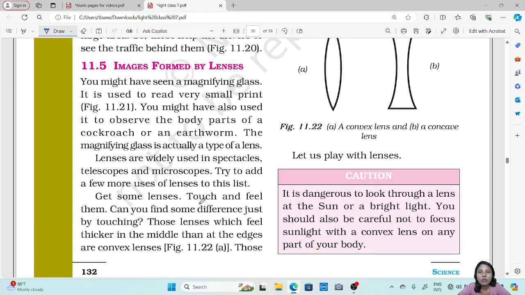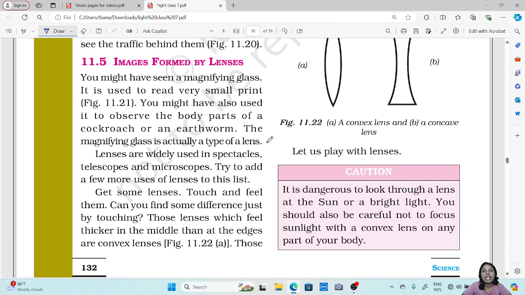Images formed by lenses. You might have seen a magnifying glass. It is used to read very small print. You might have also used it to observe the body parts of a cockroach or an earthworm. So the magnifying glass is actually a type of lens that we have all used. It is used to see small objects. It basically gives you an enlarged image of it.